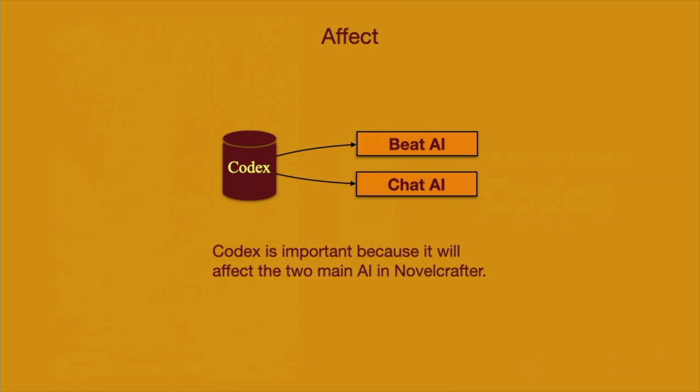Codex is important because it will affect the two main AI in Novelcrafter. The one responsible for generating scene beats in the writing section. And the one in chat.